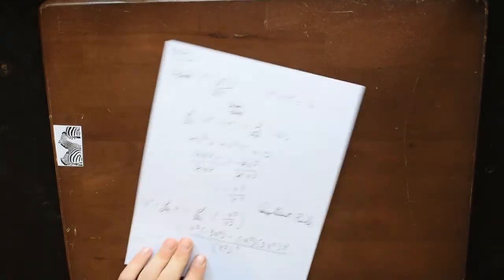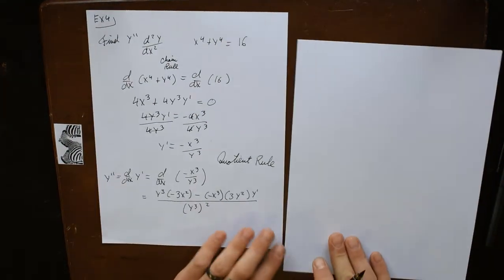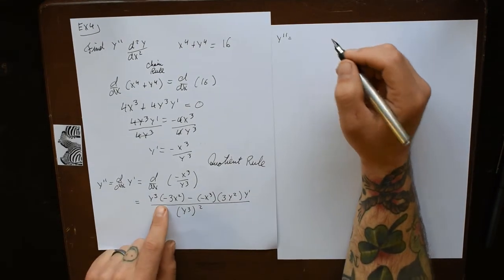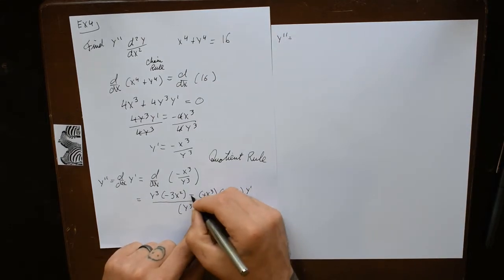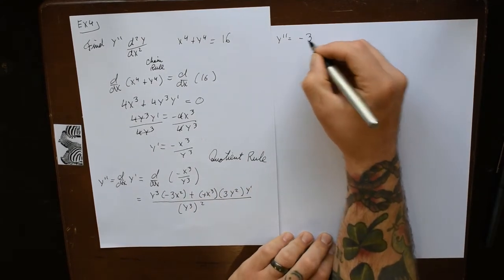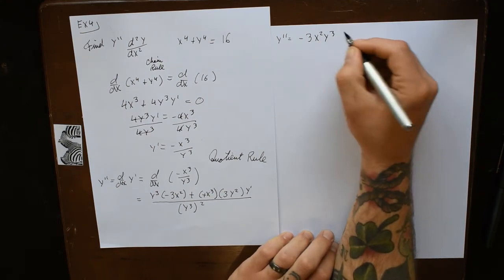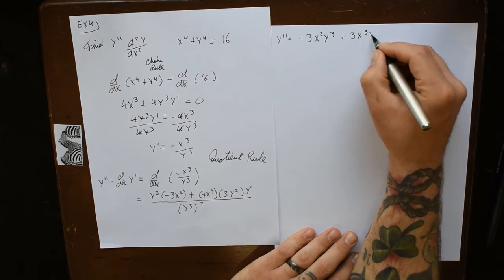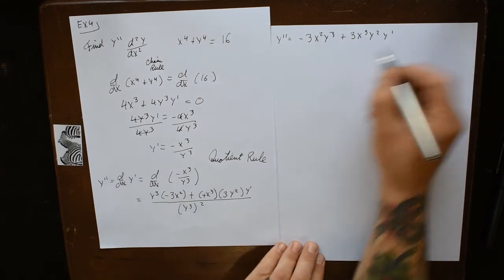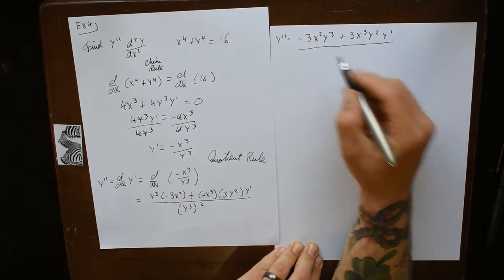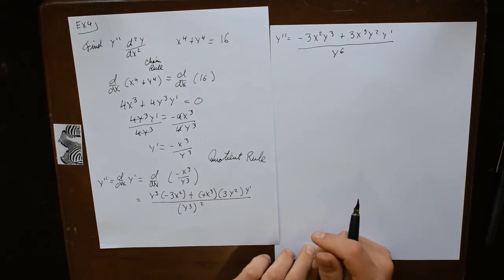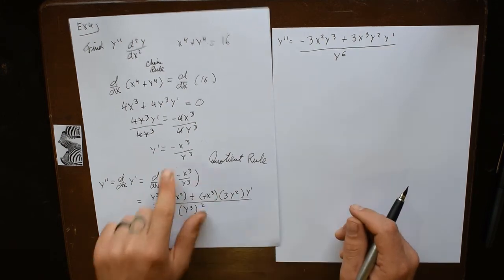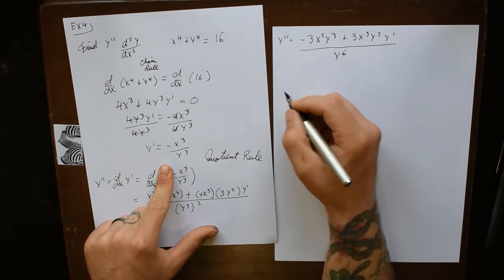So perfect, I wanted to do this on another page. So we get y double prime being equal to, I'm going to simplify this minus sign and that minus sign. I'm going to call this negative 3x squared y cubed plus 3x cubed y squared y prime, all divided by y to the sixth, which is a very true statement. The thing to remember is that we already know what y prime is. It's right here. So let's do this substitution.